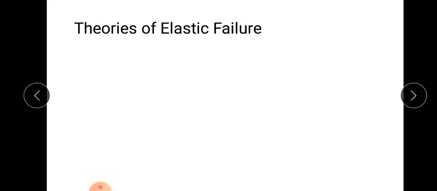So today we will understand the need of theories of elastic failure and the concept of theories of elastic failure. To understand this, first of all, we have already performed a simple tension test on the UTM machine, right? A specimen was subjected to axial tensile force, meaning we applied a load, stress was created, and elongation also takes place, meaning strain is also produced.